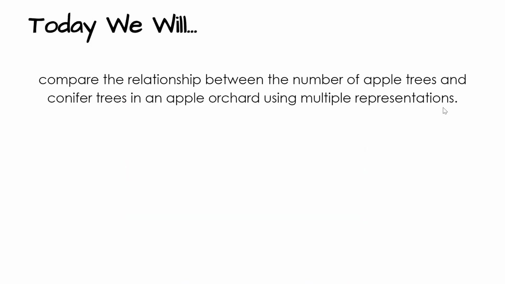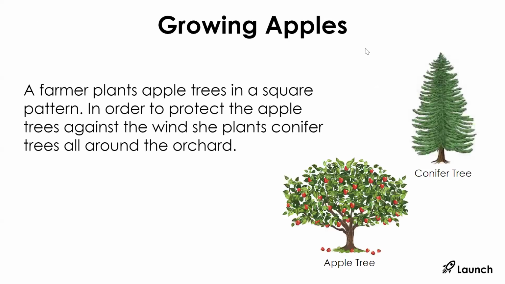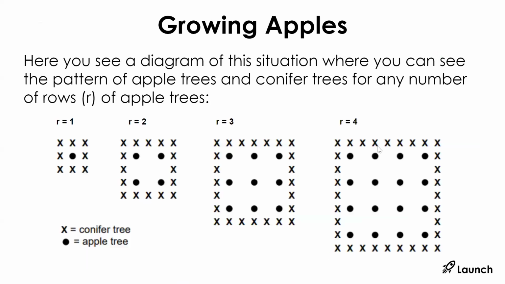Anyway, today we're going to talk about the relationship between the number of apple trees and conifer trees in an apple orchard using multiple representations. A farmer plants apple trees in a square pattern. In order to protect the apple trees against the wind, she plants conifer trees all around the orchard. This is what a conifer tree looks like, and this is what an apple tree looks like. Here you see the diagram of the situation, where you can see the pattern of the apple trees and the conifer trees for any number of rows of apple trees. The X's represent the conifer trees, and the dots represent the apple trees.